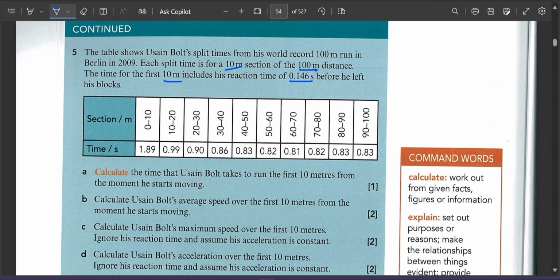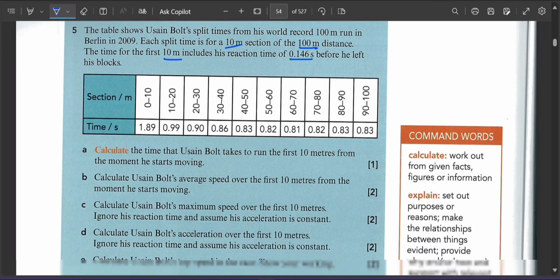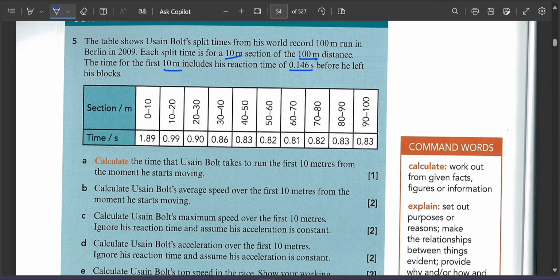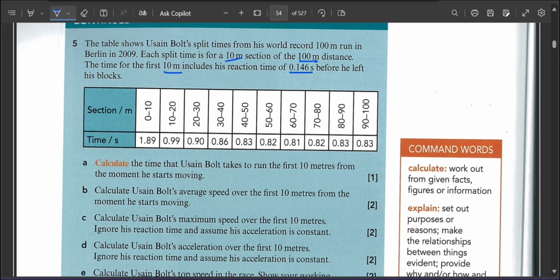Calculate the time that Usain Bolt takes to run the first 10 meters from the moment he starts moving. Reaction time is 0.146, and our time for the first 10 meters is 1.89.